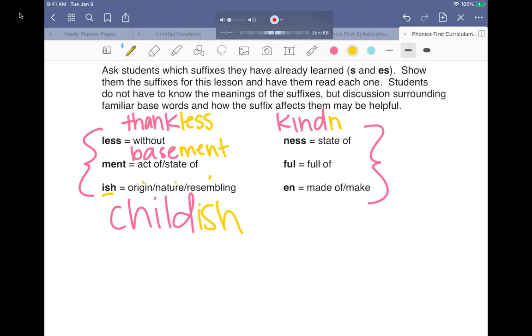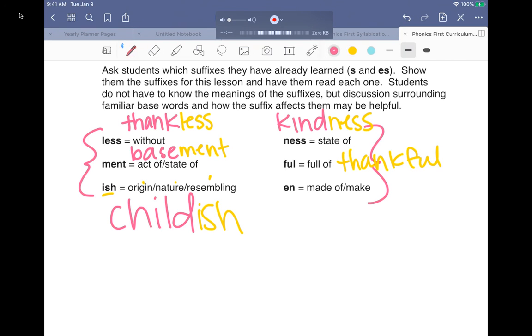Kind. What happens when I add this suffix to it? What's that say? Kindness means I'm in the state of being kind. I am showing kindness to someone else, okay? We've done full. We talked about thankful. I am full of thanks.